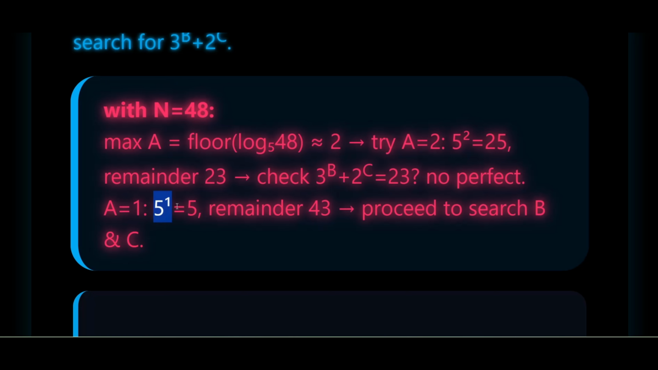So now 5 to the power 1 is 5, remainder is 43. Then we again try to find b and c. It's a tedious algorithm where we have to iterate multiple times back and forth and check which number we can take to the power of the largest prime number, then is smaller than that, then is smaller than that, to reach our goal. But taking the log base 5 of 48 would tell us where we start from.